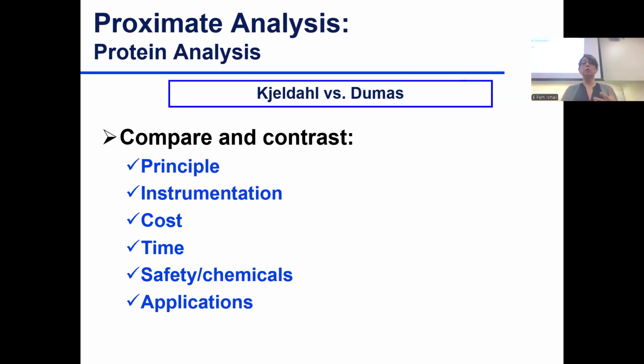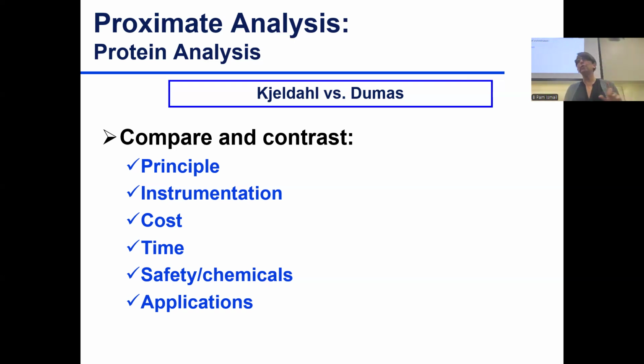Of course, the nitrogen combustion takes less time. If it is calibrated well and it's functioning and it doesn't need maintenance, it's very fast, high throughput. A lot of samples can be analyzed in a short period of time. No chemicals are involved, so technically it's safer than Kjeldahl. But both methods are official methods of analysis.